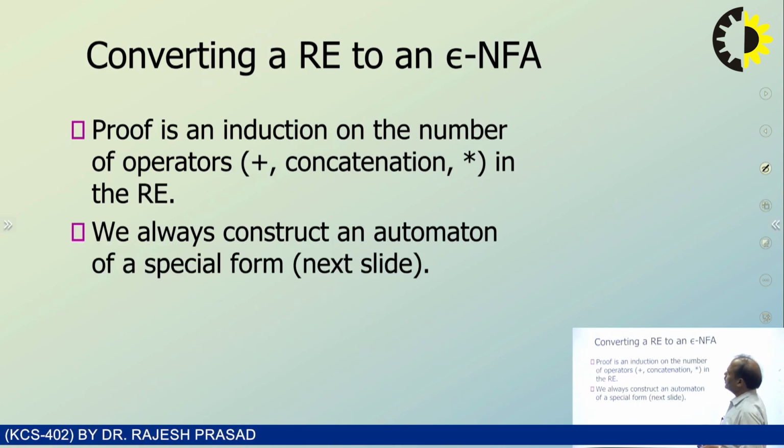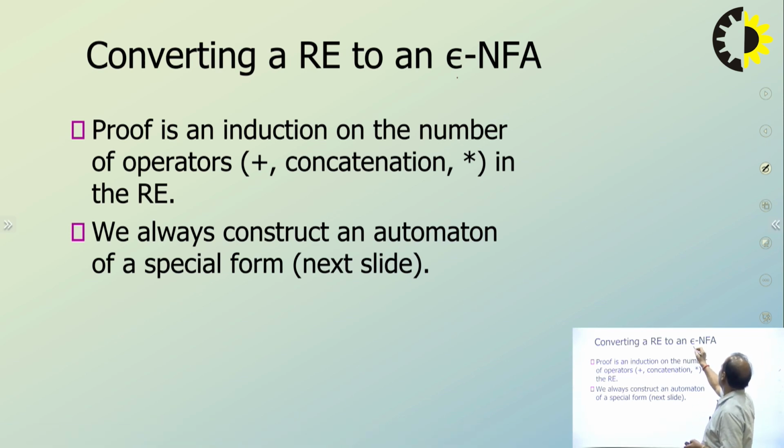So let's understand how to convert a regular expression to an NFA with epsilon transitions. As you know, there are three regular operators: plus, dot and star. Any regular expression is made of these three operators, so let's deal with them individually.